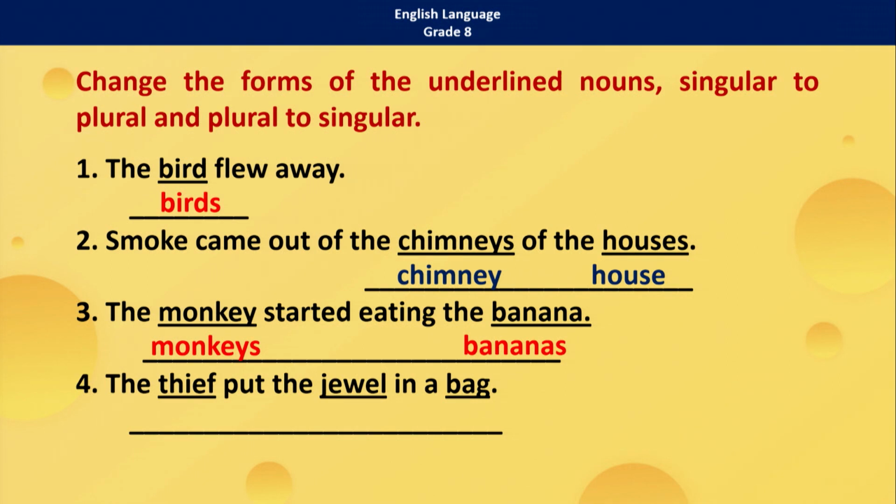Fourth one, the thief put the jewel in a bag. Three words are underlined: thief, jewel, bag. Thief, we have to make it plural. Thieves. Jewel becomes jewels. Bag, bags. Fine.